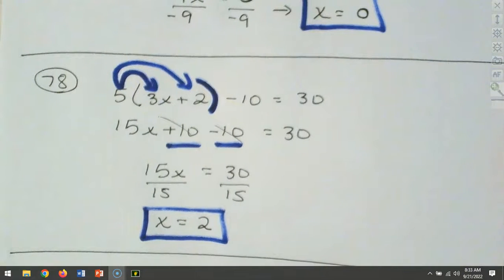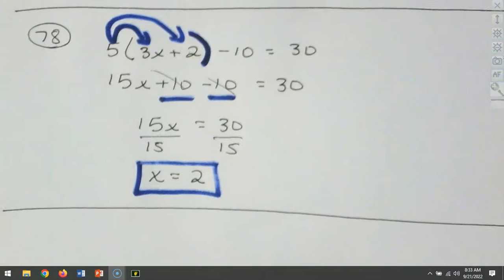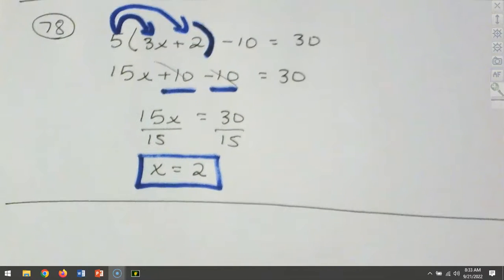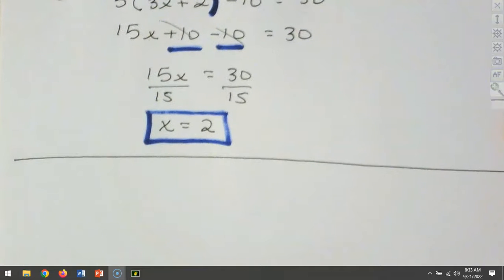Now we're going to talk about fractions. I wanted to do the whole numbers first before we really delved into fractions. So now let's talk about fractions. How I'm going to have you do these fractions is I'm going to have you clear them out. There are different ways of doing these, but I'm just going to have you clear them out.